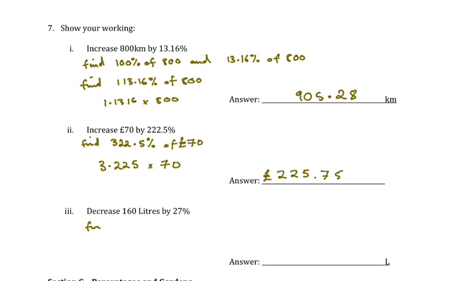Okay, decrease 160 litres by 27%. So we would take 27% of 160 litres away from 100% of 160 litres. So really we're finding 73% of 160 litres. It's very similar to the increase questions. If anything, it's conceptually easier. 73% as a decimal is going to be 0.73. Of means multiply, and so we just do 0.73 times 160, and this will give us 116.8 litres. Okay, so they're increase-decrease questions using the conversion between decimals and changing an of to a multiply.